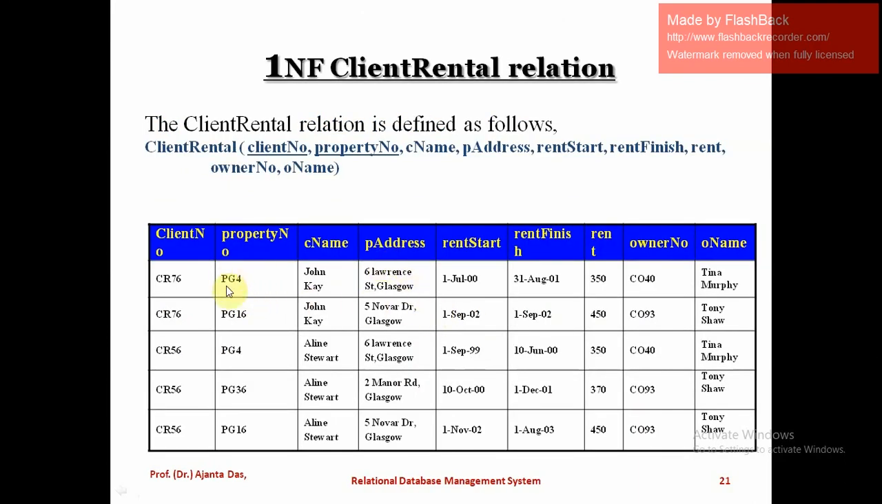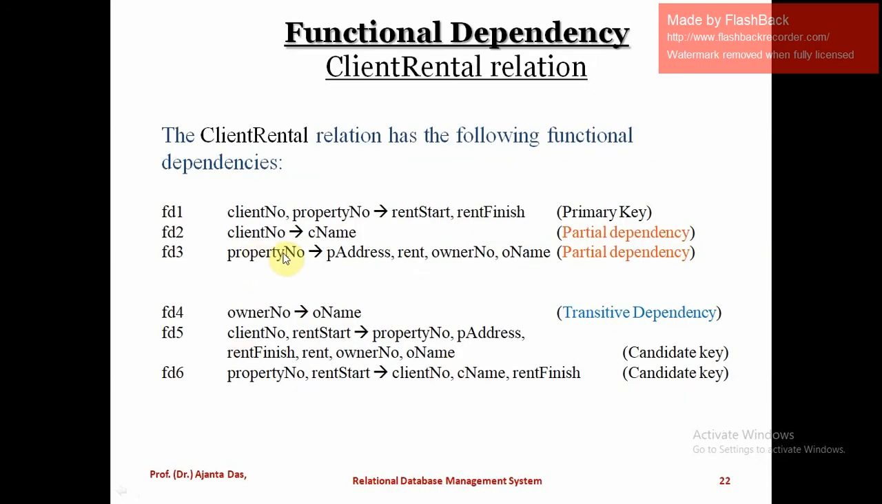Also you check for this particular property, we have the same address, same rent, same owner number and same owner name. Let's see. So property number, property address, rent, owner number, owner name. That is also partial dependency, because on a subset of the primary key, these attributes are dependent.